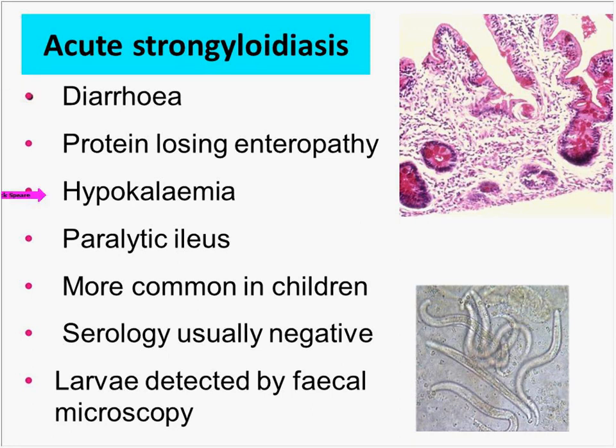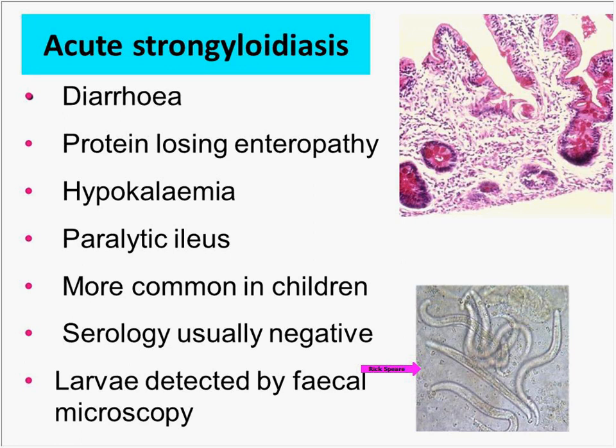With strongyloidiasis, you get diarrhea, and low serum potassium is the thing to look out for. You can see stacks of larvae in feces. If you want to diagnose acute strongyloidiasis, it's quite easy. You just look at the feces for larvae. People can see it on direct microscopy.